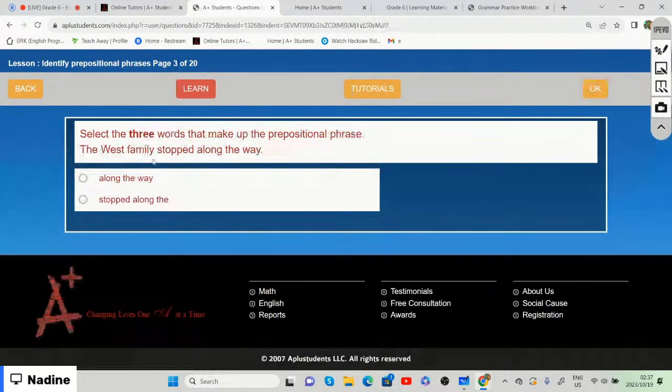We're going to select the three words that make up the prepositional phrase. The West family stopped along the way. Is it along the way or stopped along the?